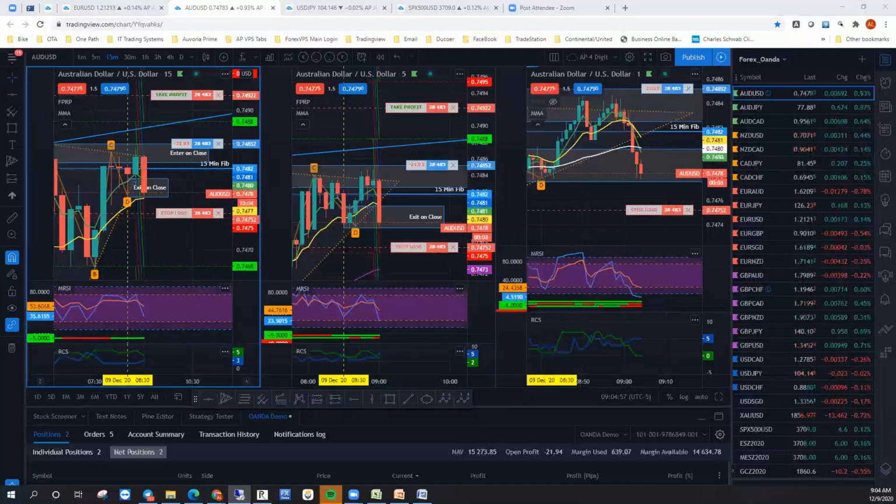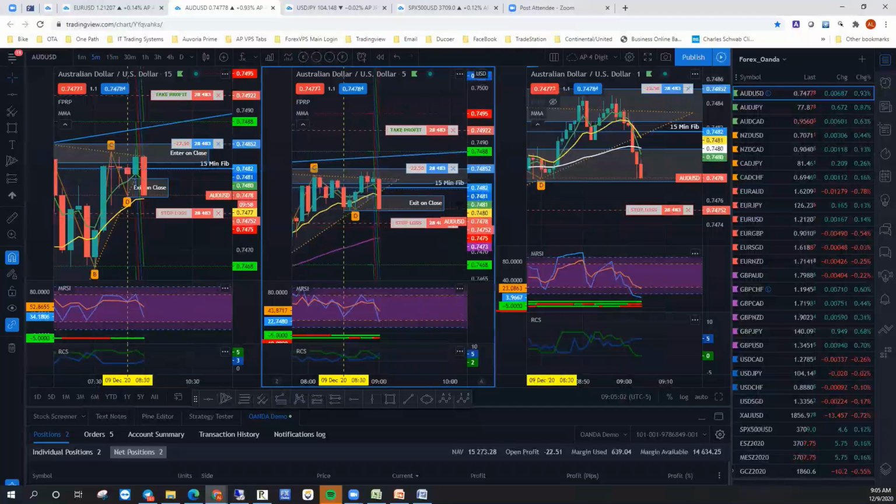We're almost getting a bounce off the bottom of my wedge there. I'm curious to see how that pair is going to play out. Which pair are you talking about, Matt?